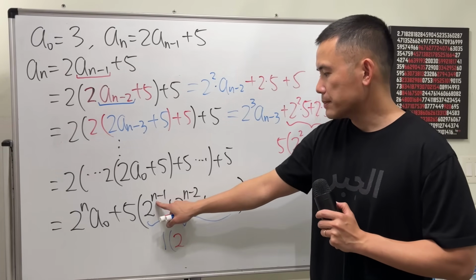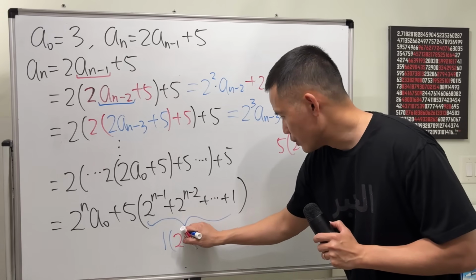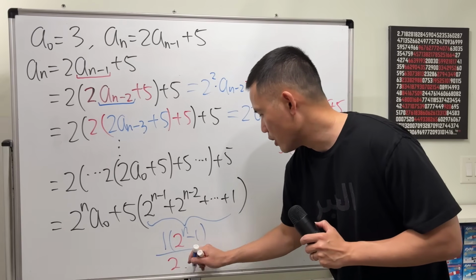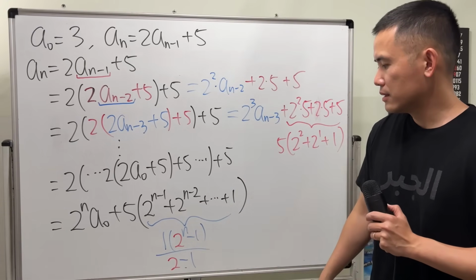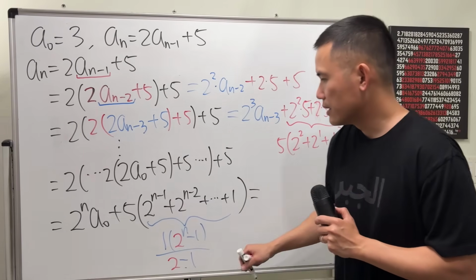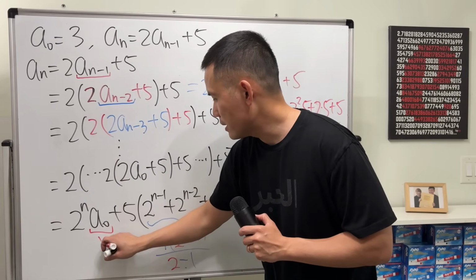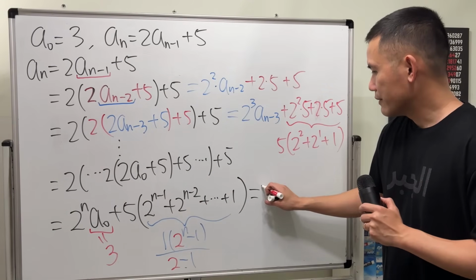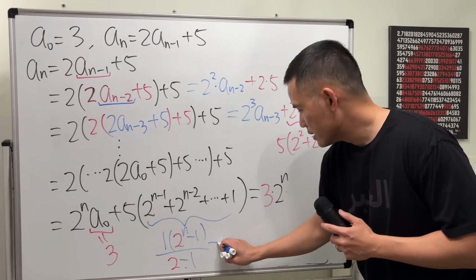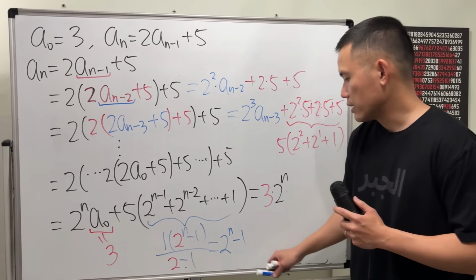And if you look at the highest power is n minus 1, you add 1 to it. So it's 2 to the n, and then minus 1, over the common ratio minus 1. So it's like this. So have a look. You can simplify all this and you get 2 to the n times a0, which is by definition 3. So we have 3 times 2 to the n. And then for this, the top is 2 to the n minus 1, and the bottom is 1, doesn't matter.